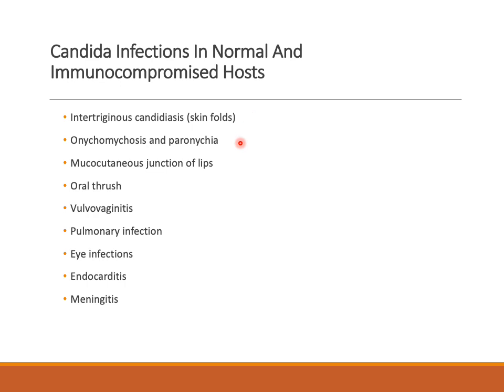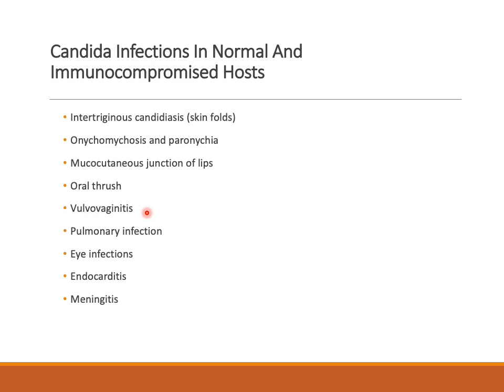Then you have onychomycosis, so this is the nails, paronychia in the fingers, okay, infection of the fingers, and then mucocutaneous junction of the lips, oral thrush, perhaps this is the most common that we observe, no? So I will show some pictures later on. Oral thrush, candidiasis, or oral candidiasis, or oral moniliasis, no? So those are the terms that are used to describe lesions in the oral mucosa.